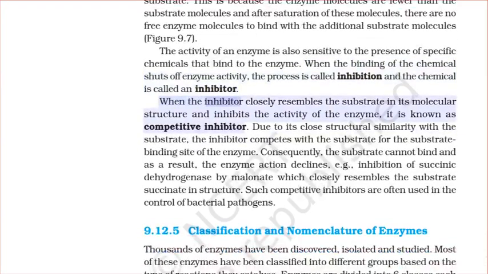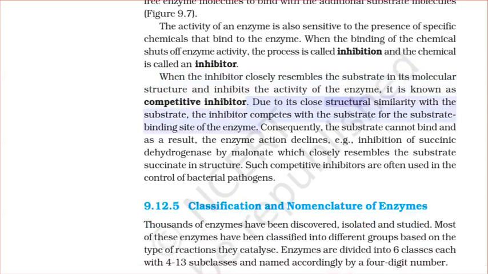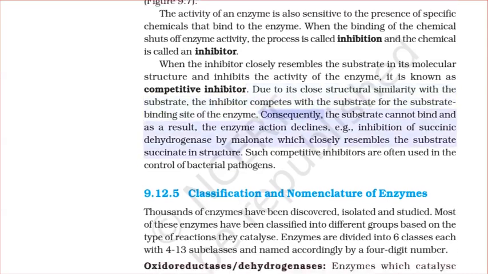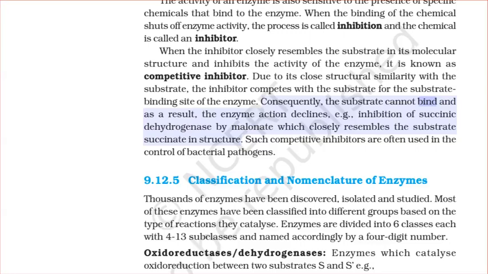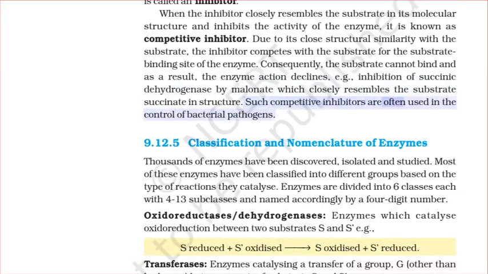When the inhibitor closely resembles the substrate in its molecular structure and inhibits the activity of the enzyme, it is known as a competitive inhibitor. Due to its close structural similarity with the substrate, the inhibitor competes with the substrate for the substrate binding site of the enzyme. Consequently, the substrate cannot bind, and as a result, the enzyme action declines, e.g., inhibition of succinic dehydrogenase by malonate, which closely resembles the substrate succinate in structure. Such competitive inhibitors are often used in the control of bacterial pathogens.